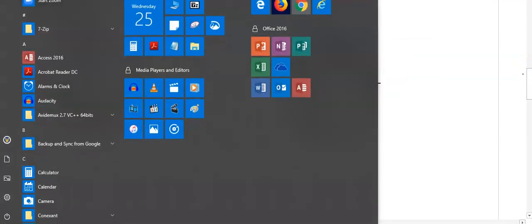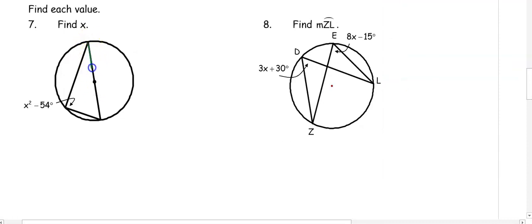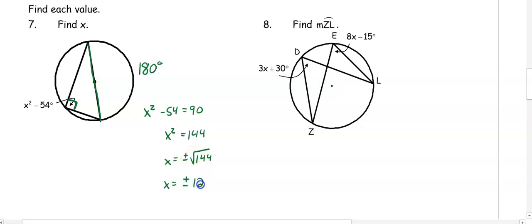So in number 7, find the value of x. So this line right here is going to be a diameter, which is intercepting our semicircle, which means that this angle has to be 90 degrees. So we have x squared minus 54 is equal to 90. We add 54 to both sides, so x squared equals 144. Remember, when you take the square root, we have to include the plus and minus. Usually we get rid of the minus when we're doing like Pythagorean theorem because we know side lengths can't be negative, but in this case we're going to keep the negative. So when we take the square root of 144, we get 12, so x equals plus or minus 12. So we would keep both solutions in this case.